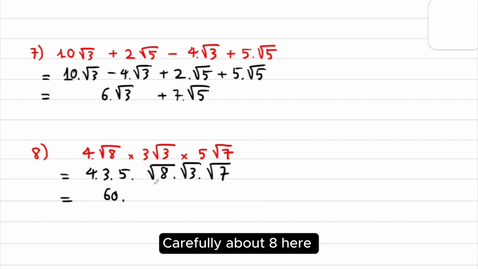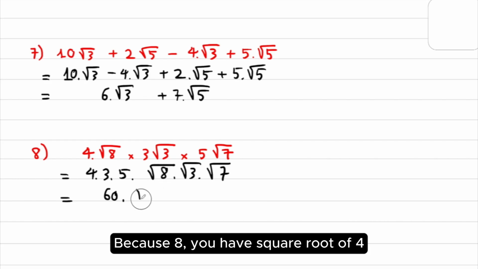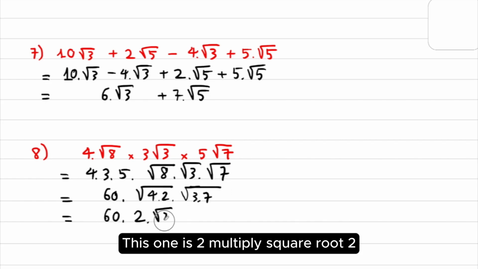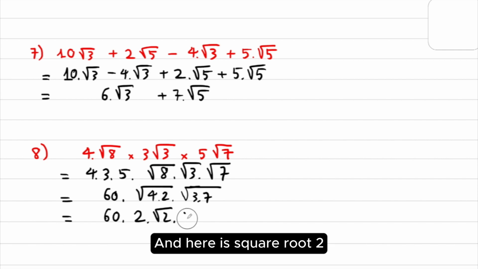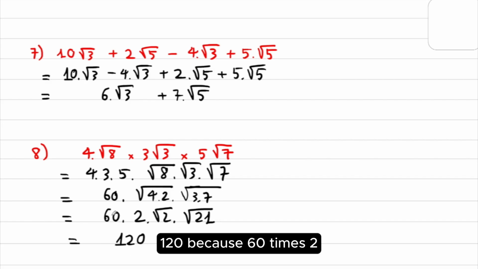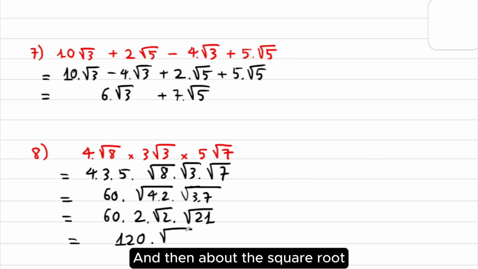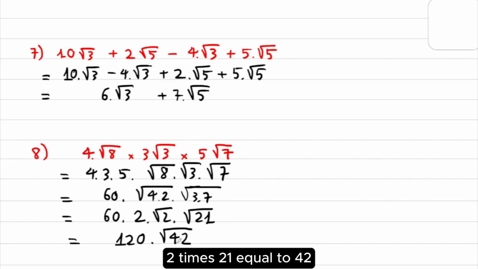Be careful about the 8 here, because for 8 you have square root of 4. For this one, I will take 3 times 7. For this one is 60. This one is 2 multiplied by 2, because square root of 4 is 2. And here is square root 2. You get this one is 21. 120, because 60 times 2. You have the resultant number here. And then about the square root, you get square root 42, 2 times 21 equal to 42.